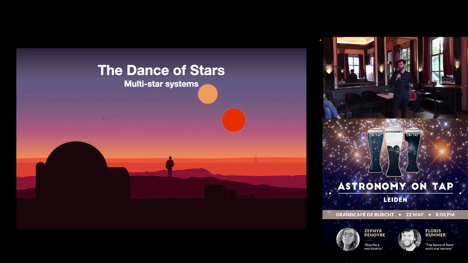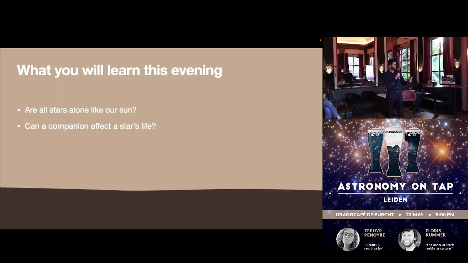And hopefully throughout the talk it will become clear why the title, A Dance of Stars, would be a fitting analogy for this. But before I start, I want to list two questions that I will discuss this evening, and whose answer I hope you will all remember after this talk. So the first question is whether all stars in the universe are alone, like our sun. And the second question is whether a possible companion star could influence and affect the life of its companion star.